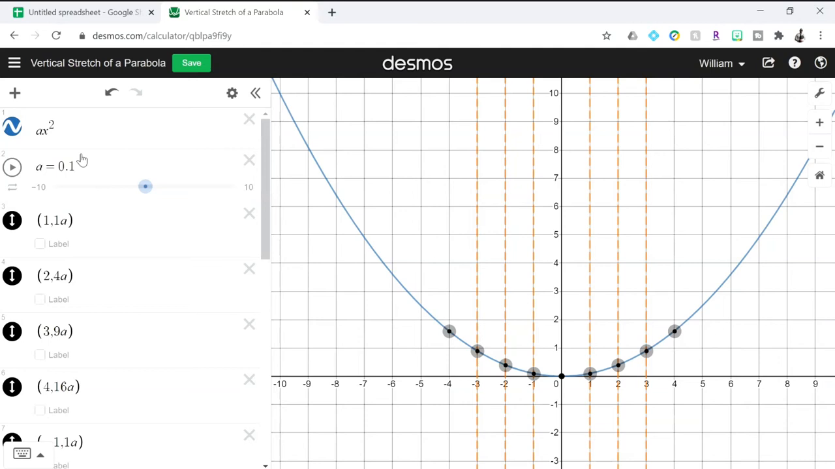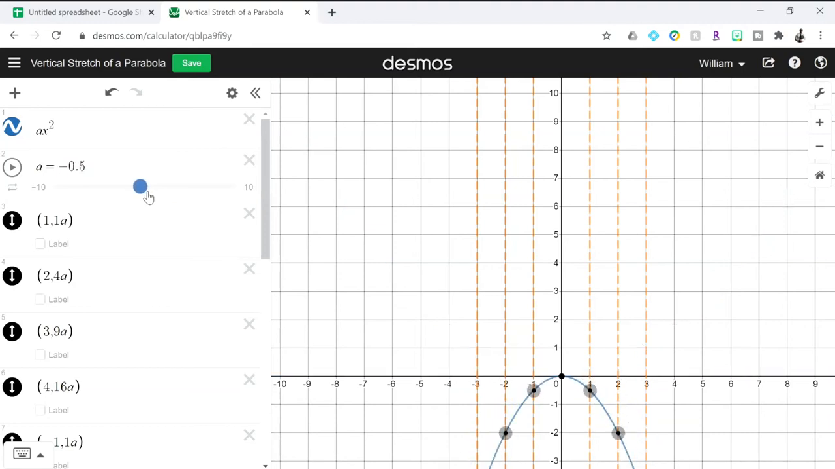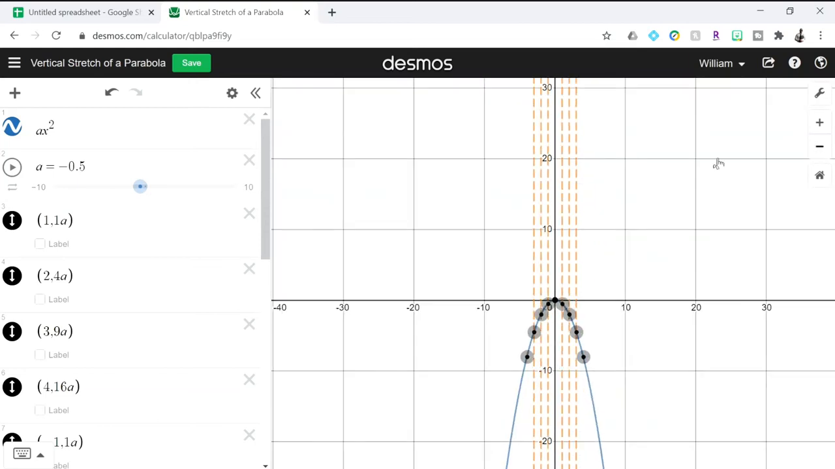down there, okay? Now, what happens when a is negative? Well, I can go ahead and make this negative here. Notice that it flips it. And if I zoom out, you can see that as it gets closer and closer to negative infinity, that thing starts to stretch vertically again, but now in the negative direction. That parabola is opening up downwards.